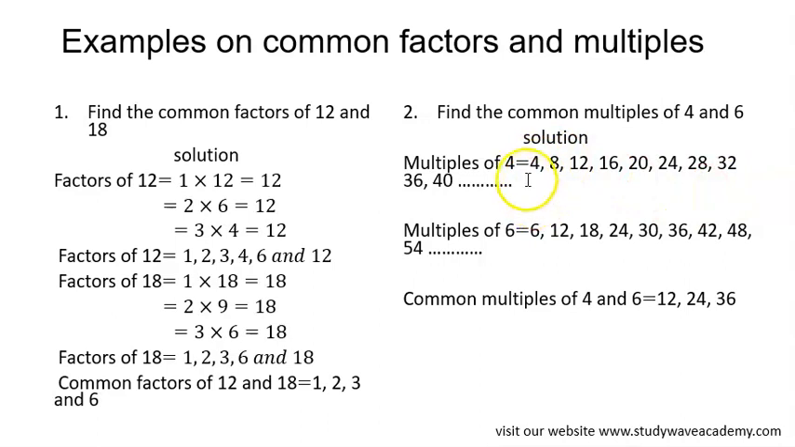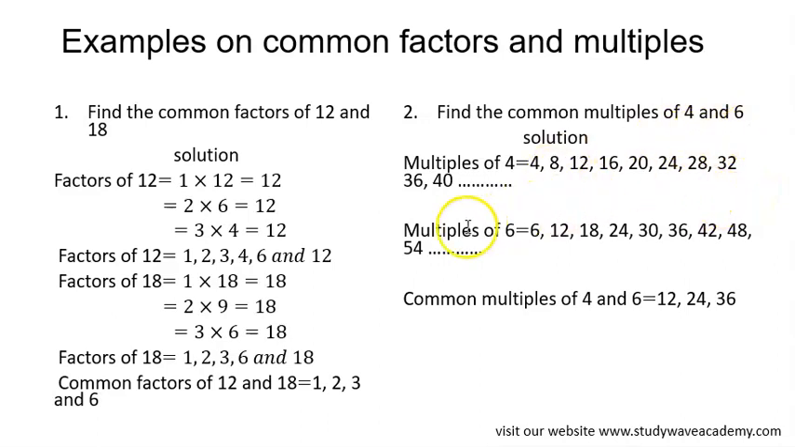4 times 1 is 4. 4 times 2 is 8. 4 times 3 is 12. 4 times 4 is 16. 4 times 5 is 20. It keeps on going. Okay? Do you understand? Now we have gotten some of the multiples of 4 because it doesn't end here. It keeps on going. Okay? The multiples don't end. It keeps on going.